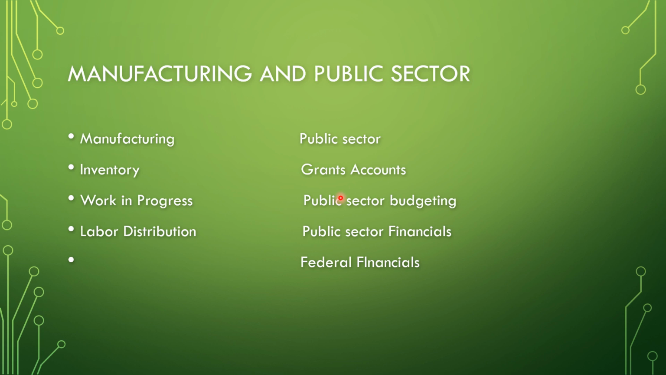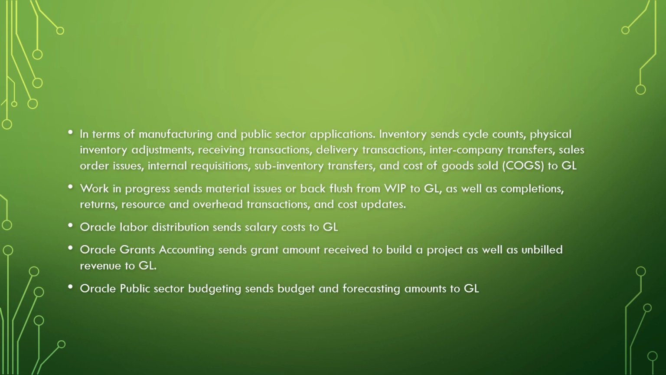These are all very rarely used, and you can go and read about them in the Oracle guides. In terms of manufacturing and public sector applications, Inventory sends cycle counts, physical inventory adjustment, receiving transaction, delivery transaction, intercompany transfer, sales order issues, internal requisition, subinventory transfers, and cost of goods sold to GL. Work in Progress sends material issues backflushed from WIP to GL, as well as the completion, returns, resource and overhead transaction and cost update.